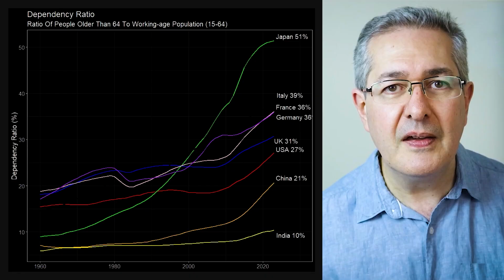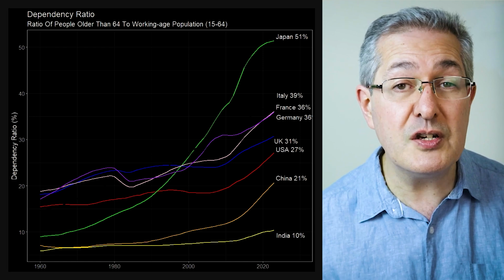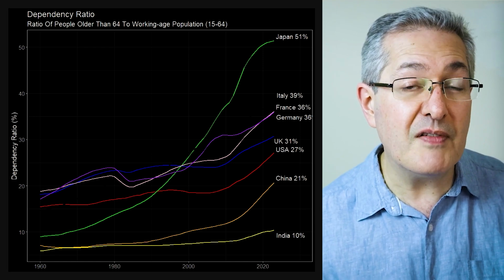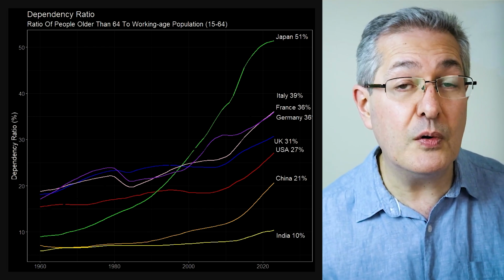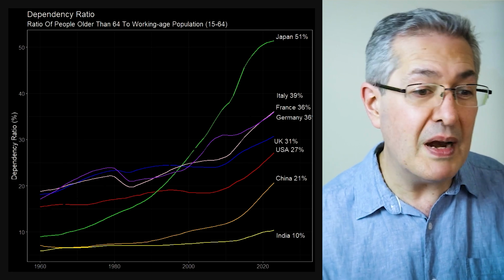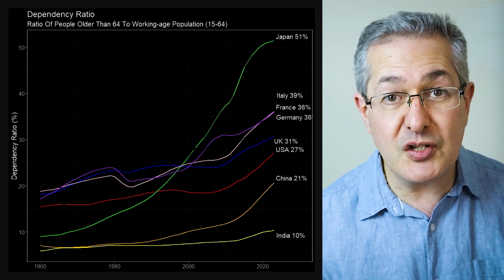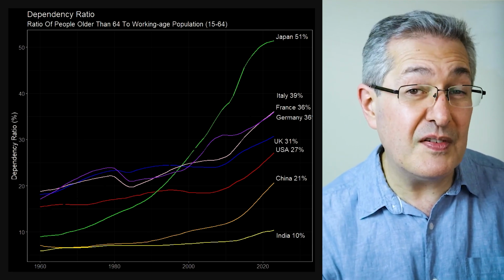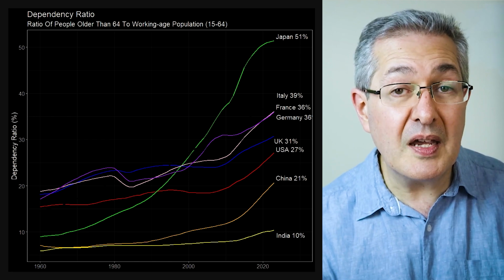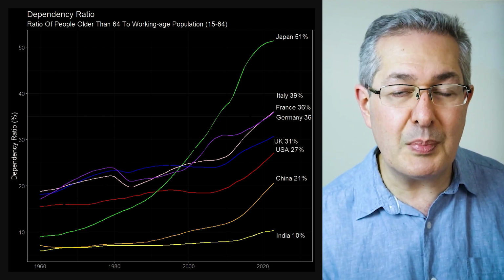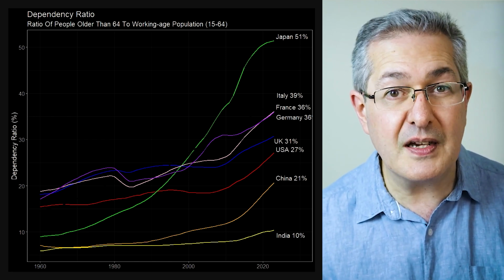Now, one of the big worries about investing in developed markets is the very poor demographic trends that we see there. For example, if we look at the dependency ratio, and that's the ratio of older people who are 64 years old or older relative to the working age population, and that's people between the ages of 15 and 64. Now here beside me, you can see the trends of that dependency ratio for various countries.